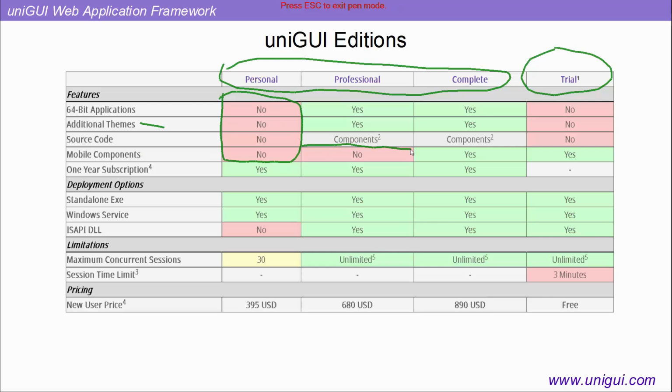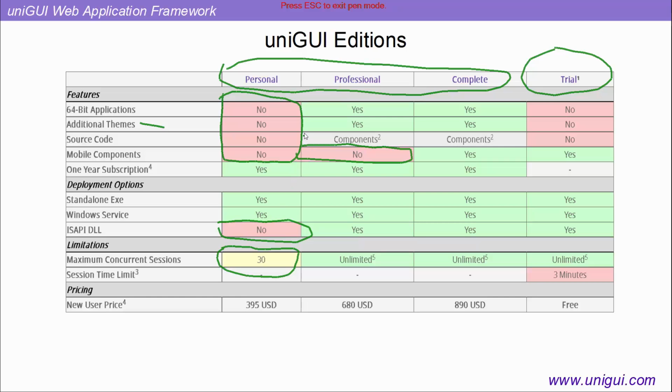Again, in the Professional edition, we do not have mobile support, and Embarcadero is missing also for the personal edition. And again, there is an upper limit of 30 maximum concurrent sessions for the personal edition.